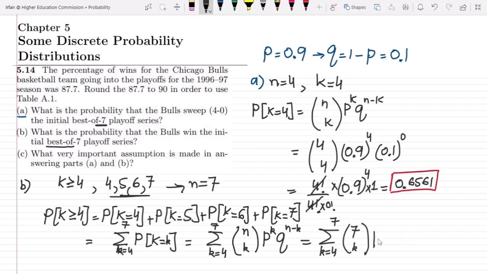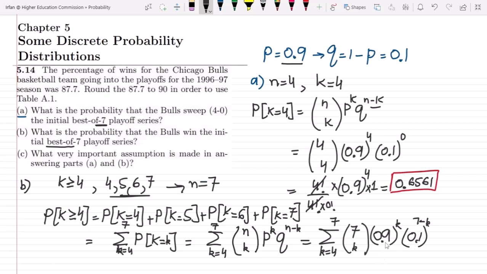And here the probability of winning is 0.9, which is the same as mentioned here. So 0.9 raised to power k, and q is what? q is 1 minus p. So 1 minus p is how much? That is 0.1. So 0.1 raised to power 7 minus k, which is n minus k. Okay, given here as well.